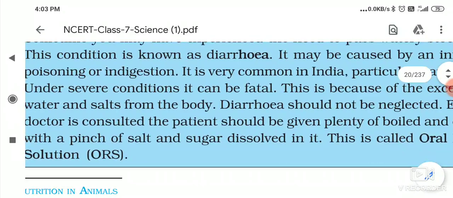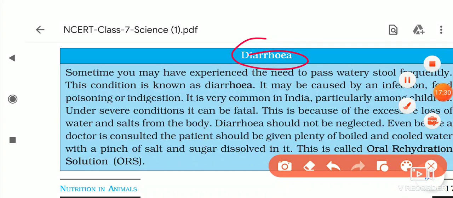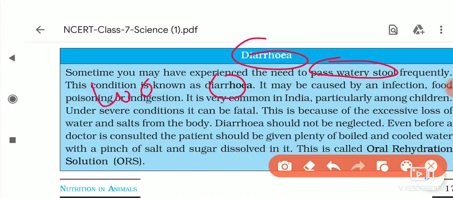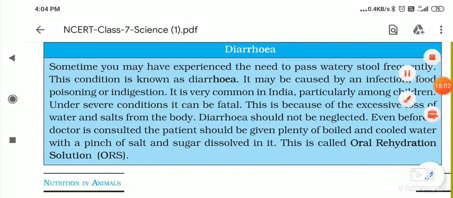Okay, now our last topic is diarrhea. What is diarrhea? Sometimes you may have experienced the need to pass watery stool frequently. The condition of passing watery stool is known as diarrhea, or in short form you can call it loose motion. It may be caused by infection, food poisoning or indigestion. It is very common in India, particularly among children. Under severe conditions it can be fatal.